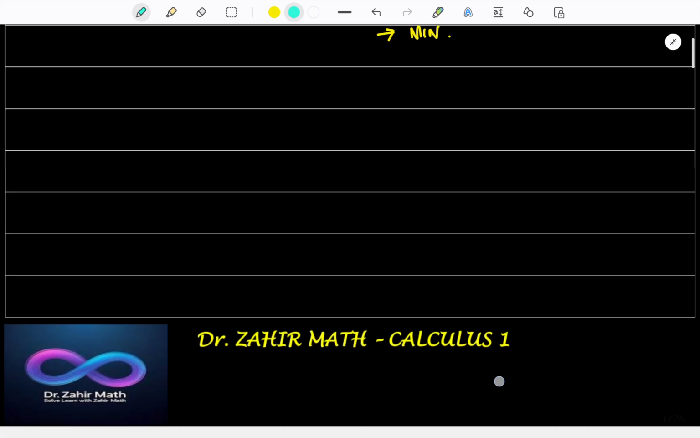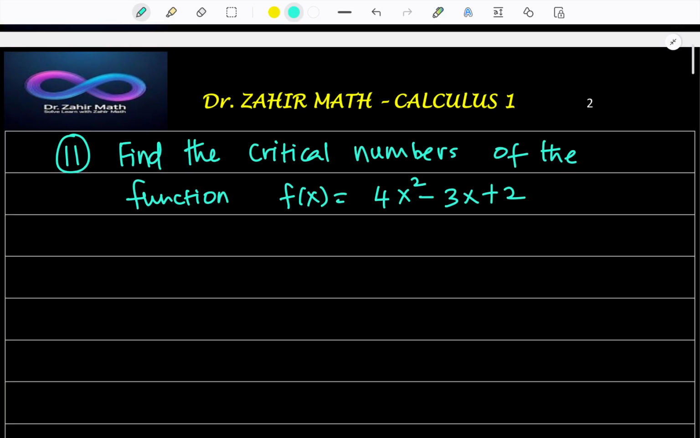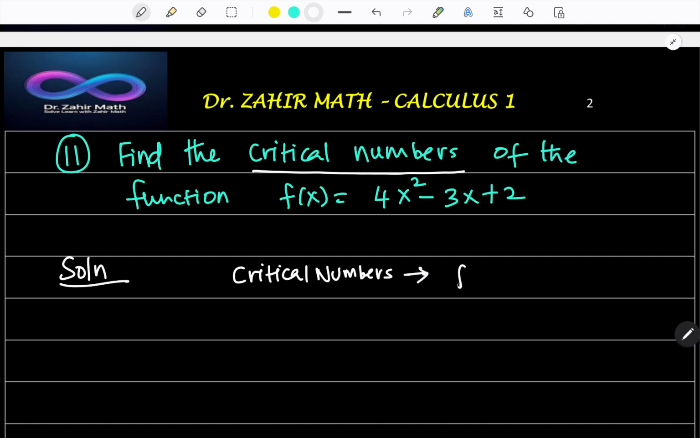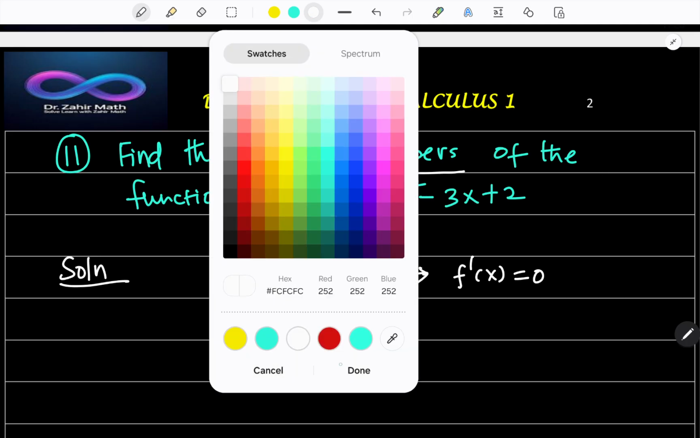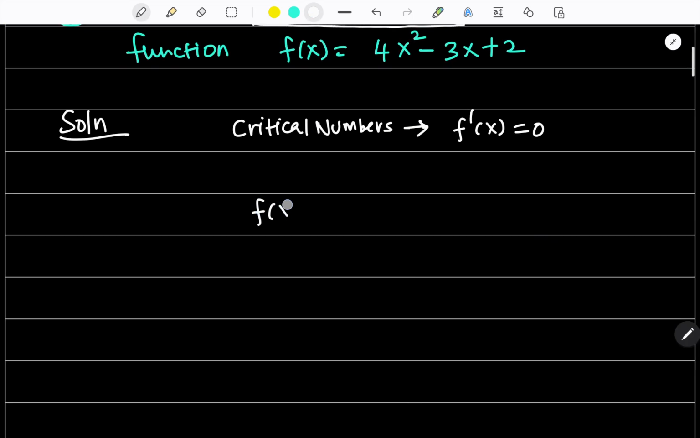Let's go to the first question. The first question is not extrema, it's just find the critical numbers. So what is the rule to find the critical numbers? The rule is f dash of x is equal to 0. Your f of x is equal to 4x squared minus 3x plus 2. What is your f dash of x? 8x minus 3.